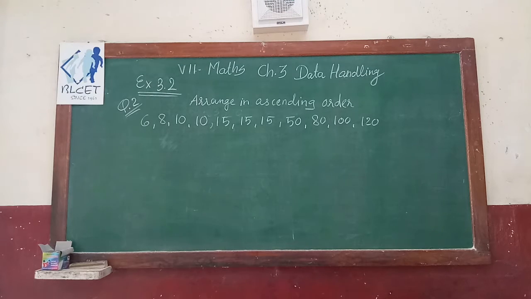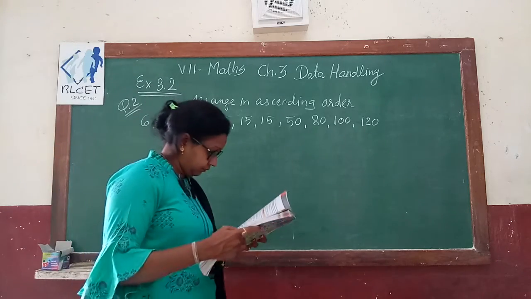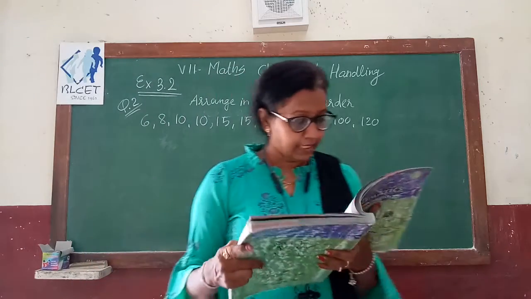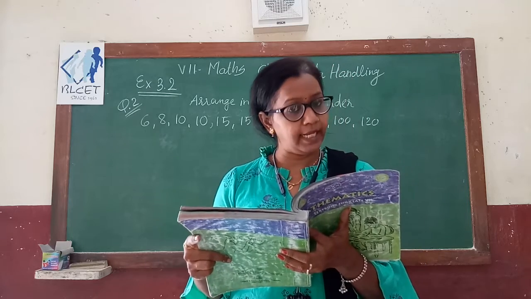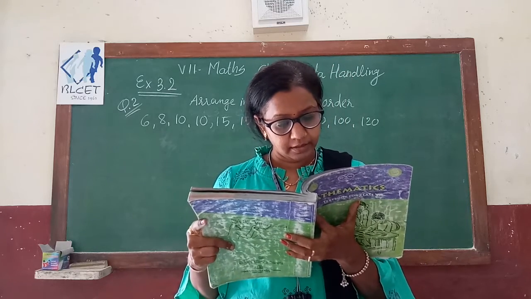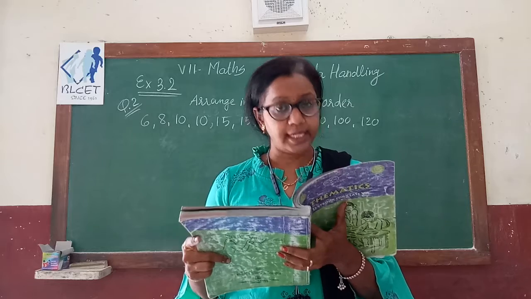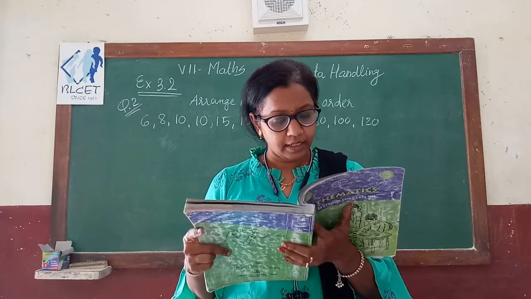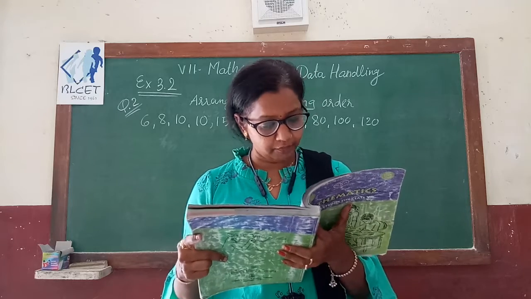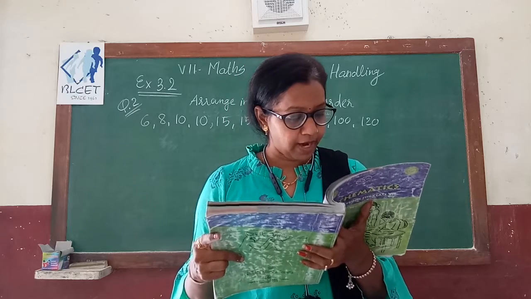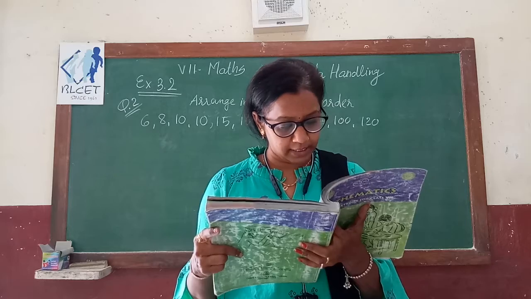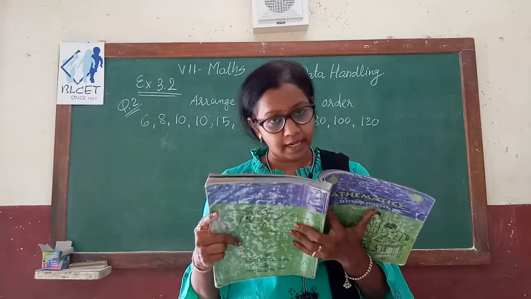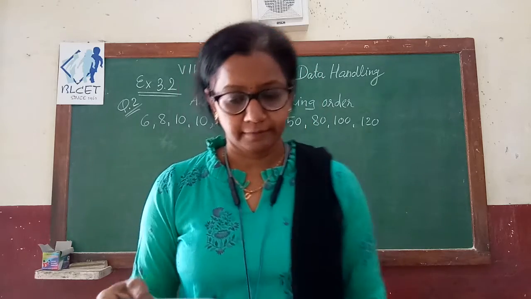Now see question number 2. The runs scored in a cricket match by 11 players are as follows: 6, 15, 120, 50, 100, 80, 10, 15, 8, 10 and 15. What we have to do? Find the mean, mode and median of this data. Are the 3 same? Let's see.